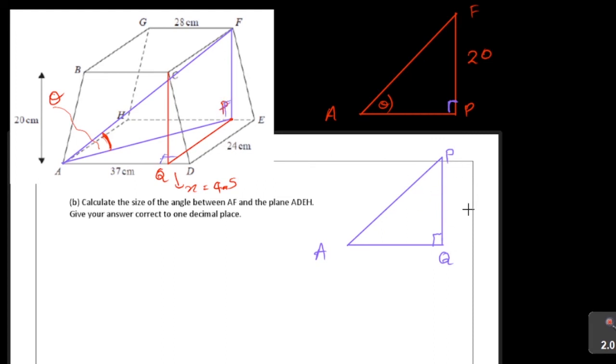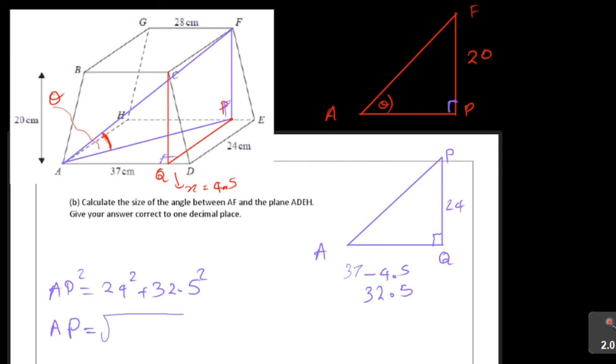Now this QP we know it is 24. AQ we can easily find, 37 minus 4.5. So we can find AP length easily. So this is going to be 37 minus 4.5. How much is it? We got 32.5. Now using Pythagoras theorem we can find AP. AP squared equals 24 squared plus 32.5 squared. So AP is equal to square root of this much.